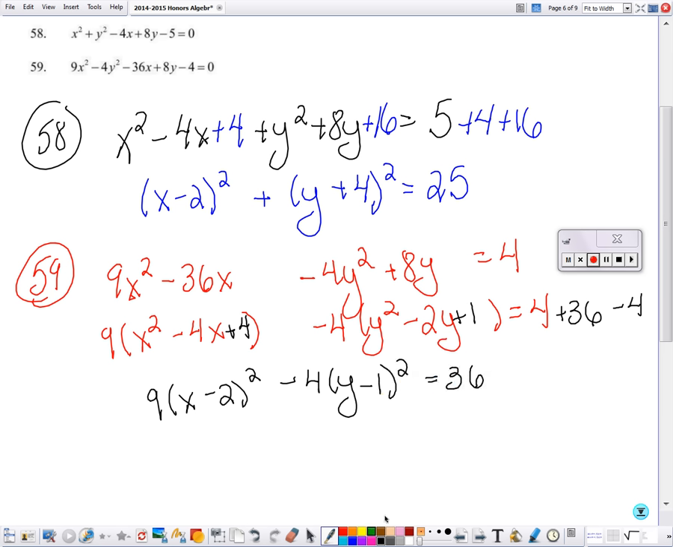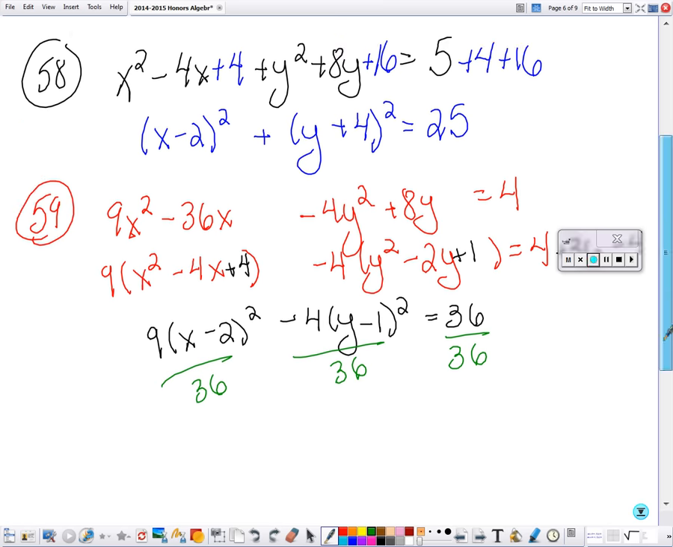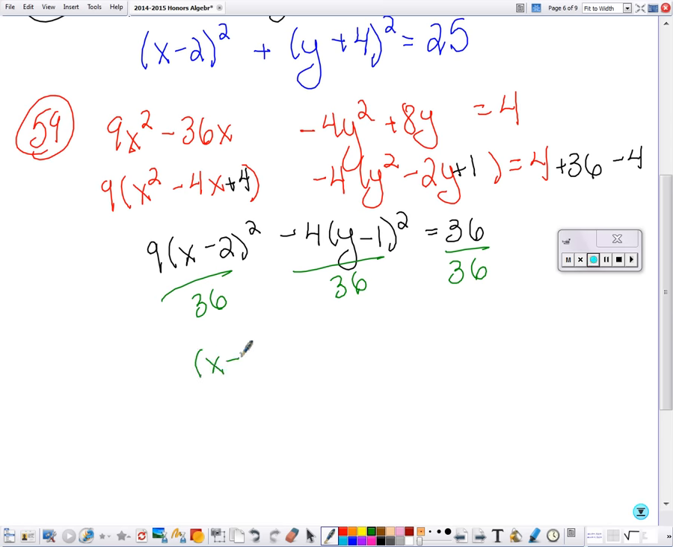Combine our like terms, and because standard form has it equal to 1, we're going to divide everything by 36. And our final answer is this equation.